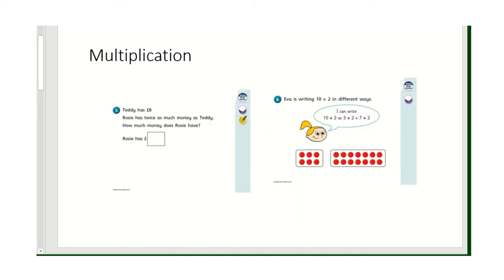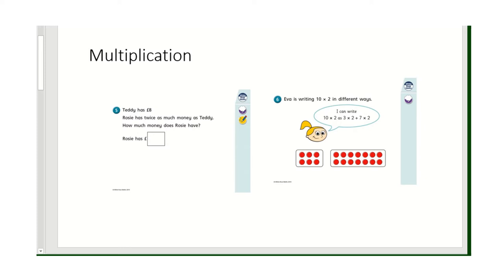Now let's have a look at some problems with 2s in. Look, it says Teddy has £8. Rosie has twice as much money as Teddy. So how much money does Rosie have? Remember, Teddy has 8 and Rosie has twice. So that twice means double, 2 times the amount. So what would it be?